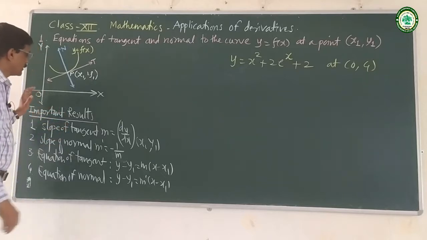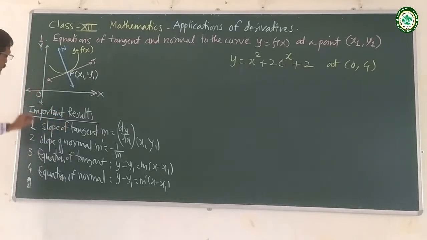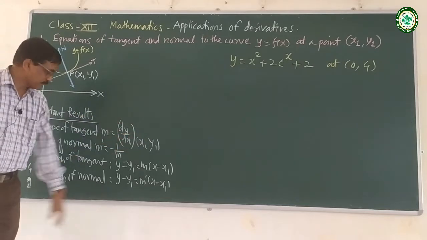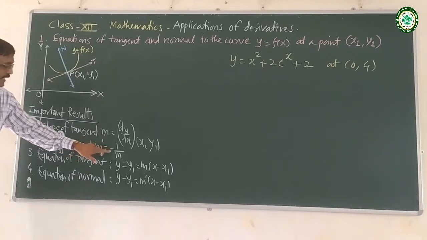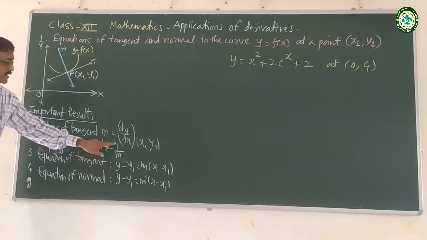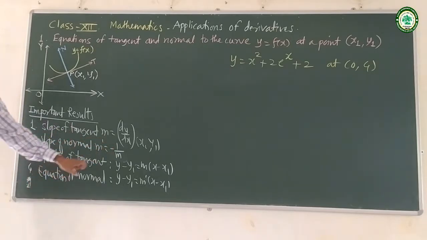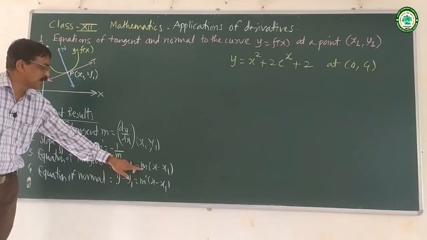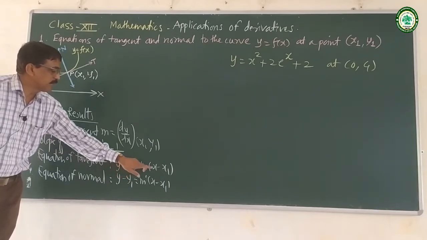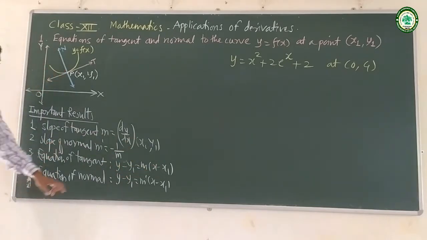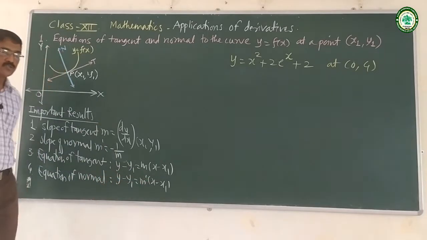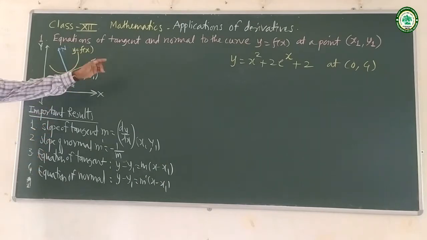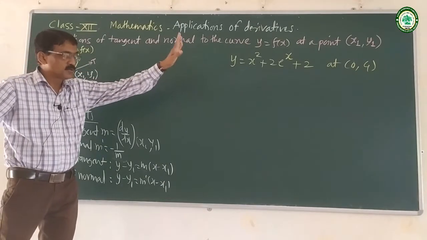See, let us revise the results. Slope of tangent m, it is derivative of the curve at the point x1 y1. Slope of normal m dash, it is the negative reciprocal of the slope of the tangent, so minus 1 upon m. Equation of tangent y minus y1 is equal to m into x minus x1. Equation of normal y minus y1 is equal to m dash slope of normal into x minus x1. So using these four formulae, let us find equation of tangent and normal to these curves.